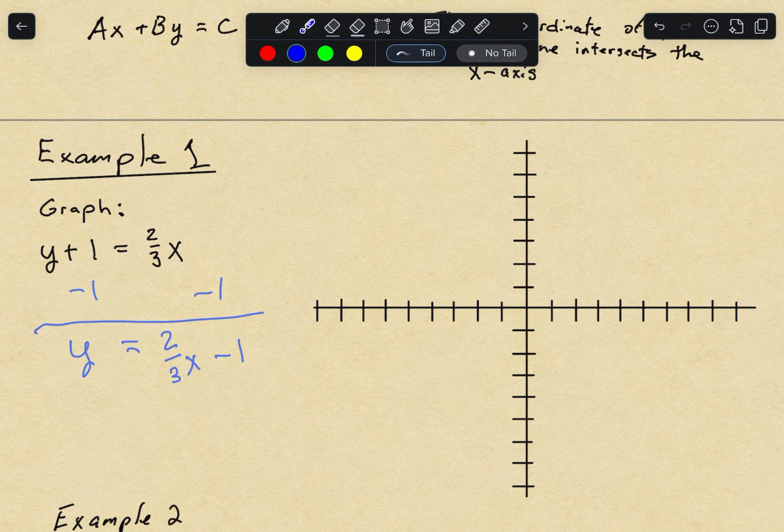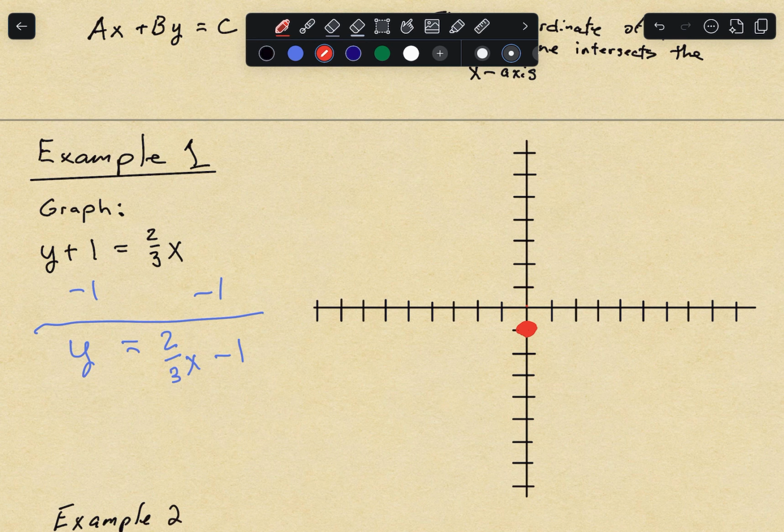Now, to graph it, it's very easy. You know what the y-intercept is. It's this, -1. So we're going to go ahead and plot it, and I'm going to use red to plot it. Now, this is 0 here, so we're going to -1, which is right here. Draw a big one so you can see it.